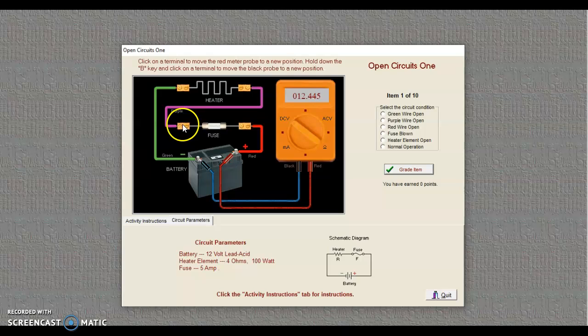I'm going to move to the middle of this circuit, okay, and notice that I do have a voltage on my meter, but it dropped. It went from 12.4 to 12.2. Well, actually, what we saw is the fuse is no longer between our probes, and the only thing between my probes is the main load, and that's the heating element.